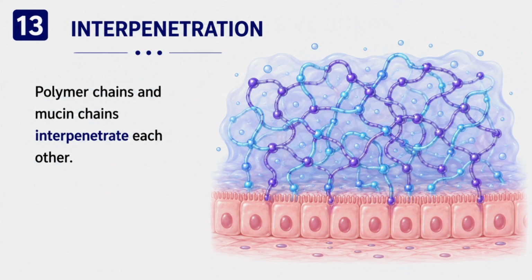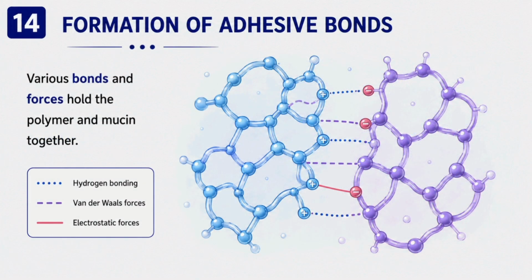Okay. After close interaction, different adhesive forces can help hold the polymer and the mucin together here. These may include hydrogen bonding, van der Waals forces, and electrostatic interactions. Hydrogen bonding is especially important for polymers containing suitable functional groups. Think of these interactions as many tiny hands holding the polymer and mucus together. One tiny interaction may appear weak, but thousands of molecular interactions acting together can produce meaningful adhesion here.